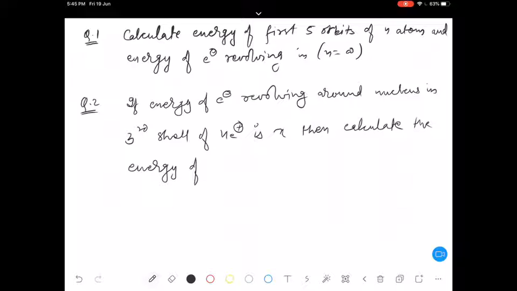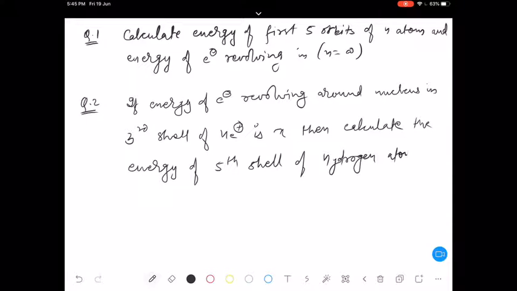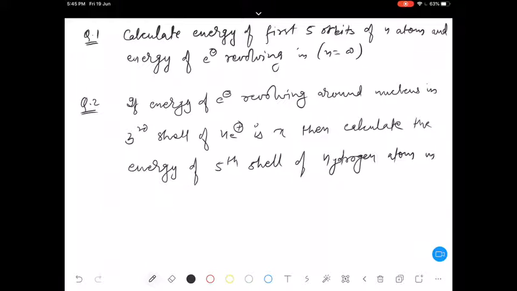Then calculate the energy of the fifth shell of the hydrogen atom in terms of x. You have two problems and 2 minutes.